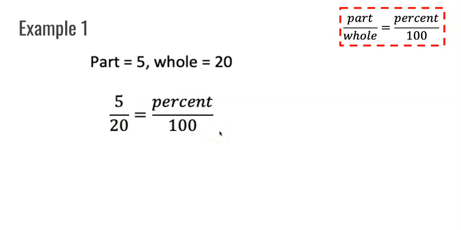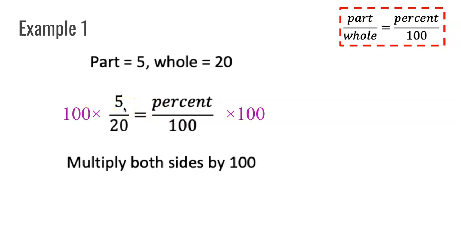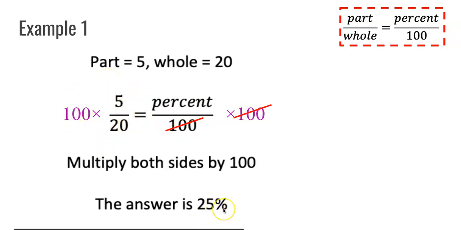Now, you can solve this using cross multiplying, but take a look. If I want percent by itself, I can just simply multiply both sides by 100. So that's what I'm going to do. I'm going to multiply both sides by 100, and then these hundreds will cancel out. And if you type in 100 times 5 over 20, you will get the answer is 25%. Okay, so that's how I would do something like this.